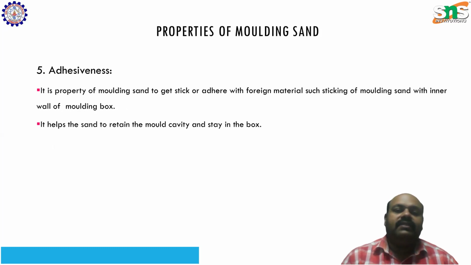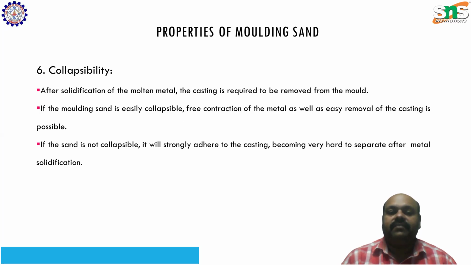Adhesiveness is another property that molding sand should have. It is the property of sand to stick or adhere to foreign materials, such as sticking of molding sand to the inner wall of the molding box. Then collapsibility: after solidification of the molten metal, the casting is required to be removed. If the molding sand is easily collapsible, free contraction of the metal as well as easy removal of the casting is possible.